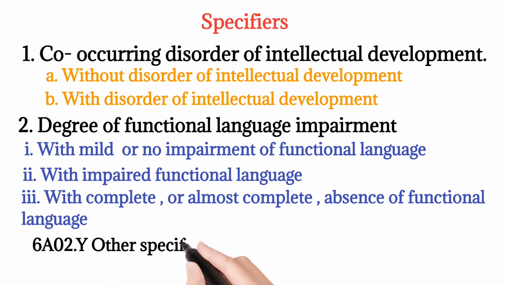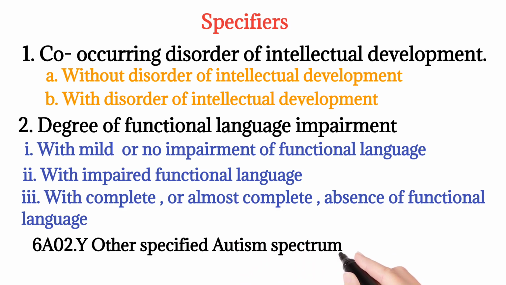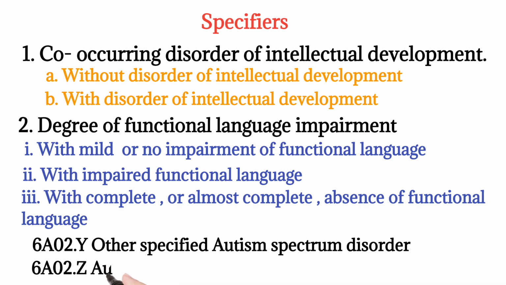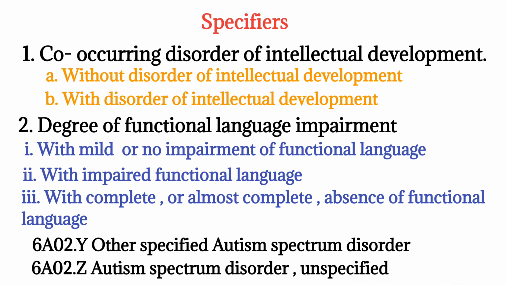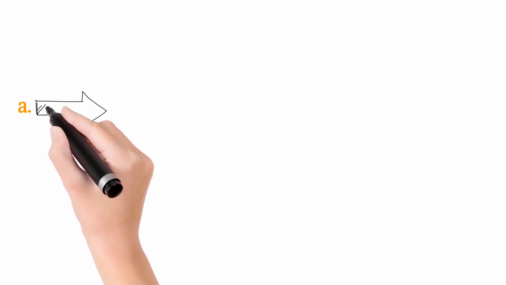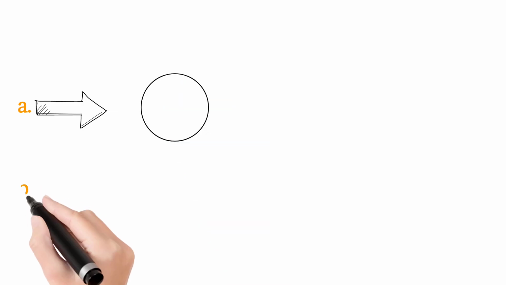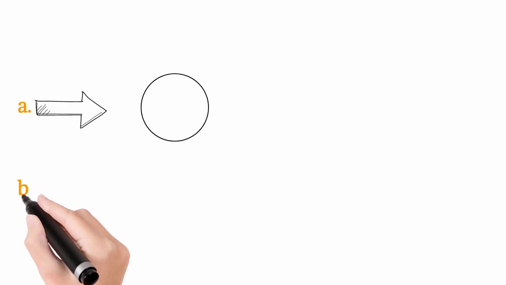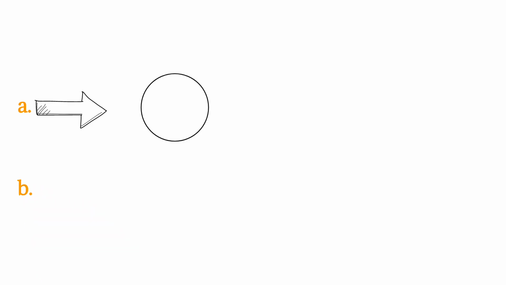Next is 6A02.Y, other specified autism spectrum disorder, and 6A02.Z, autism spectrum disorder, unspecified. Now we will see the diagnostic codes for autism spectrum disorder. A represents without disorder of intellectual development. B represents with disorder of intellectual development.